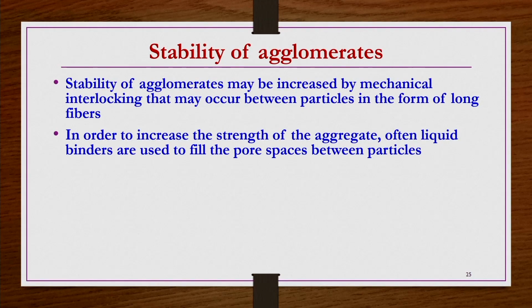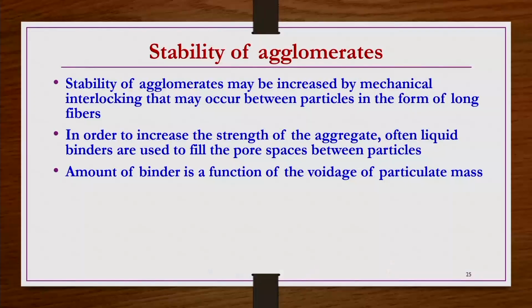Let us say you take 3-4 particles, 2 particles like this, another particle here, another particle here. Between the particles, the interstitial spaces may be filled by some kind of liquid binder, so that the pore space between the particles is filled in, and after drying, that will provide enough strength for these aggregates. And then the amount of binder is obviously a function of the interstitial space of the particulate mass. Voidage or interstitial spaces, you can say.